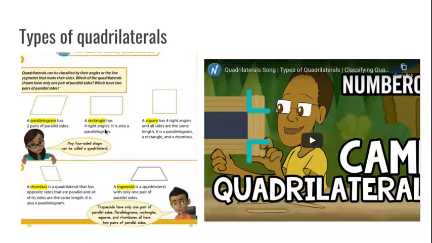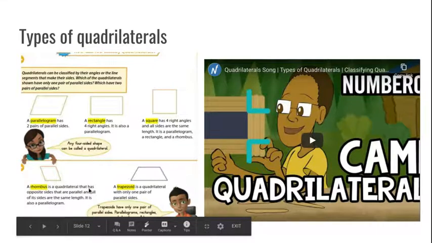A rectangle has four right angles. This is a rectangle, and it has two pairs of parallel sides. It is a parallelogram. 1, 2. A square is also a parallelogram. There's four right angles in it as well, and you also have two pairs of parallel sides. A rhombus is a quadrilateral that has opposite sides that are parallel and all of its sides are the same length. It is also a parallelogram, two sets of parallel lines.